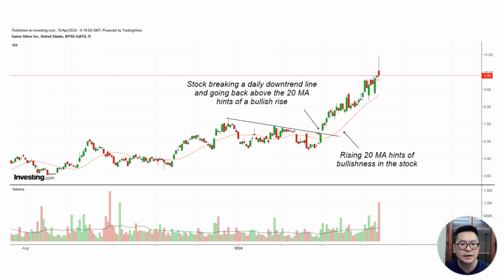So whenever you see a stock break a downtrend line, you can actually draw a downtrend line here as well. When it breaks the downtrend line and the 20 MA, boom, it goes up. Here, boom, it goes up. And of course, here we have the rising 20 MA, which hints of bullishness in the stock.